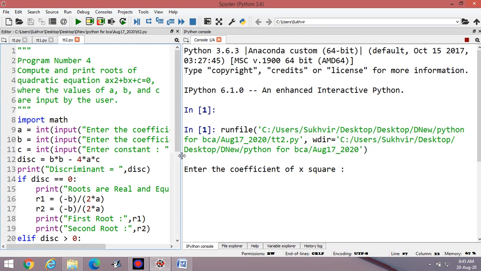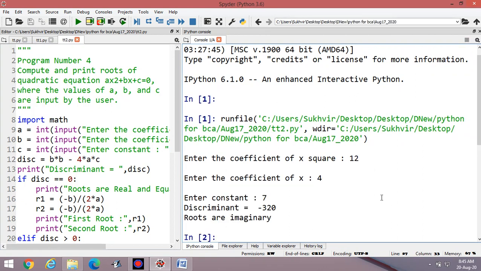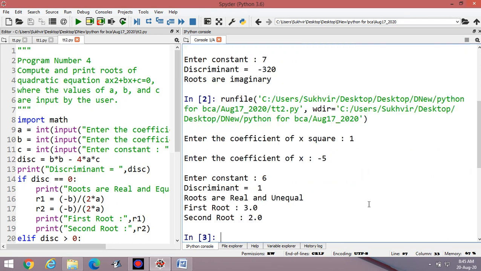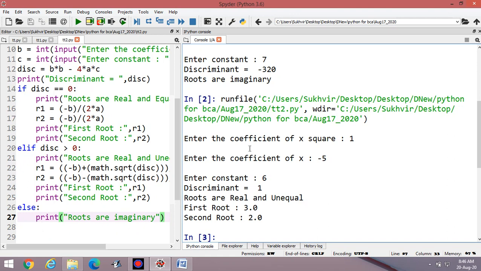Enter the coefficient of x here. Suppose I write here 12, then 4 and 7. The value of discriminant is minus 320. It means roots are imaginary. Suppose I enter another set of values, 1, minus 5 and 6. Roots are real and unequal. It means first root is equal to 3 and second root is equal to 2. It is the second block. Third block, I have executed third block, roots are imaginary.